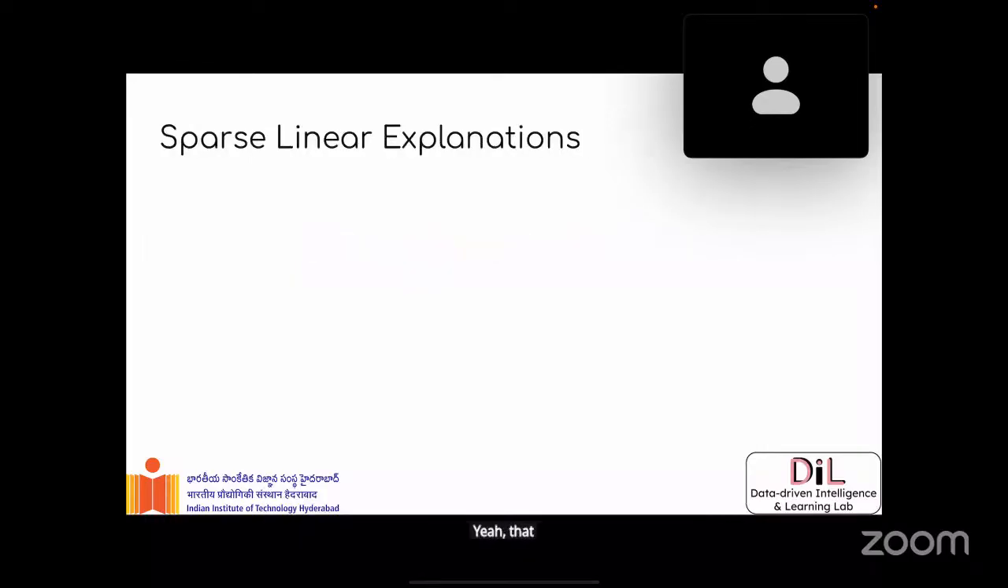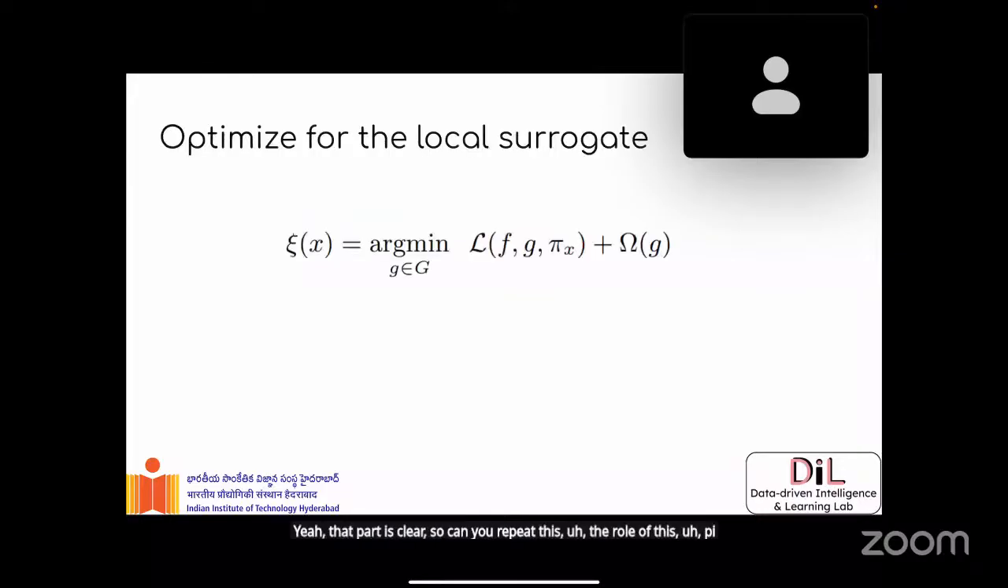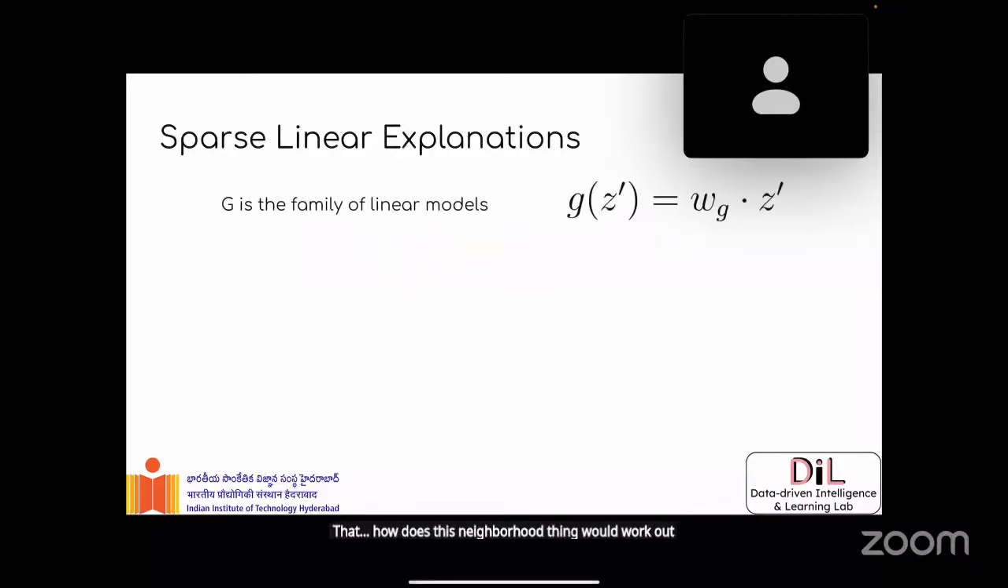Yeah, that part is clear, sir. Can you repeat the role of this pi function, how this neighborhood thing would work out? Okay, so let's go there.